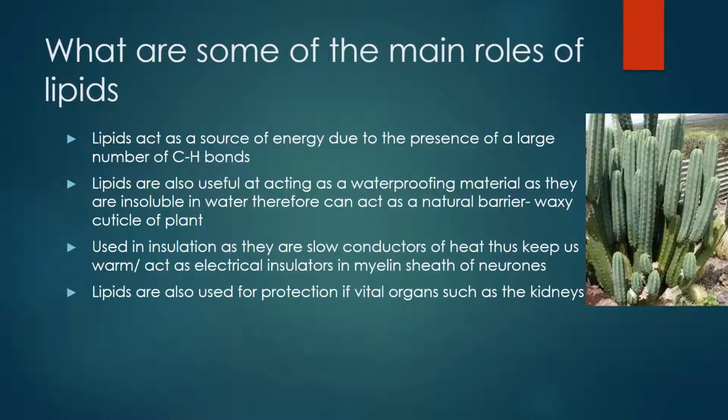Lipids can also be used as part of insulation, as they are slow conductors of heat, therefore helping to keep us warm. They also act as electrical insulators, for example in the myelin sheath of neurons. As a result, this helps to speed up the electrical activity. Lipids are also used to protect vital organs, such as the kidneys.